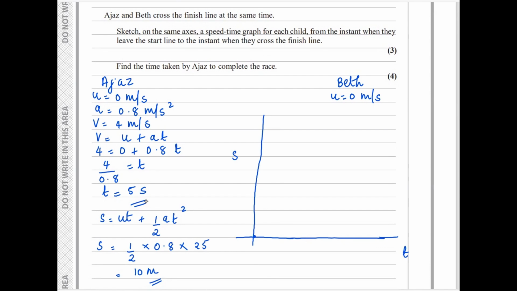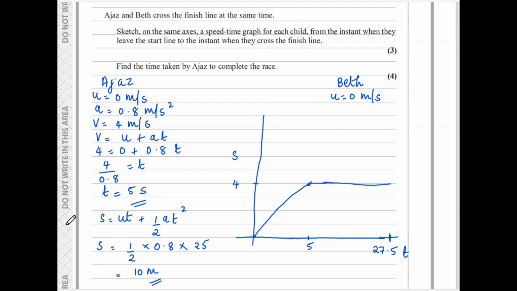They both were starting initially at rest. So this is only the Ajas case. Ajas was starting at rest. In the initial 5 seconds, his velocity changed from 0 to a final velocity of 4 meter per second. So let's say this is 4 meter per second. And then he is maintaining this speed of 4 meter per second until he crosses. And we know that he took 27.5 seconds to cross the finishing line.